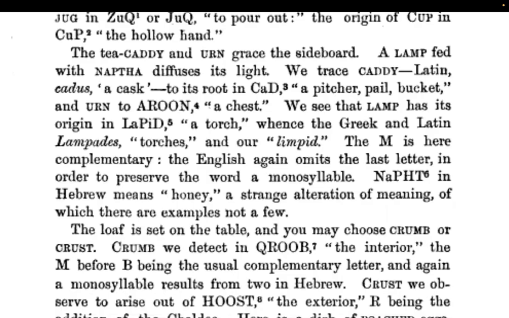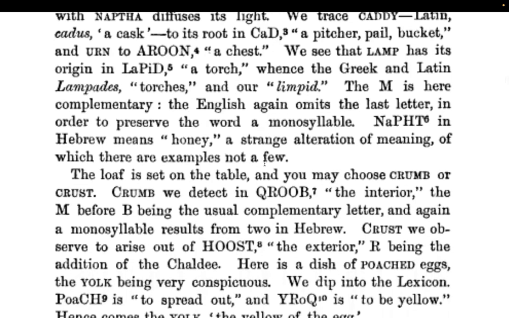We trace caddy, Latin cadis, to a cask, to its root in cad, a pitcher, pail, bucket, and urn to arun, a chest. We see that lamp has its origin in lapid, a torch, whence the Greek and Latin lampedis, torches, and are limpid. The M is here complementary. The English again omits the last letter in order to preserve a word of monosyllable.